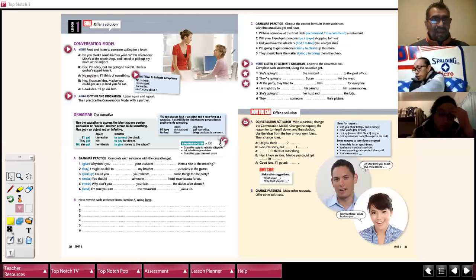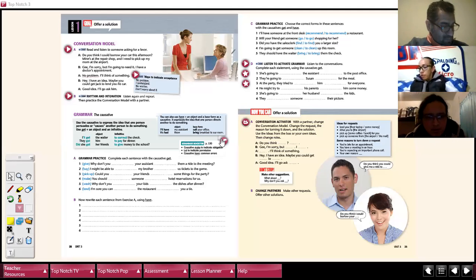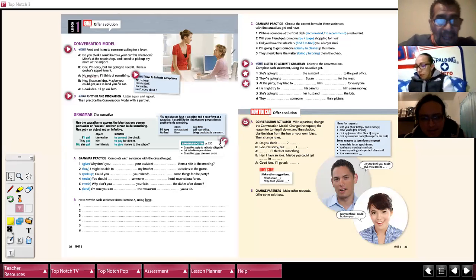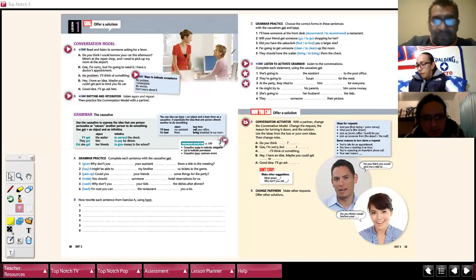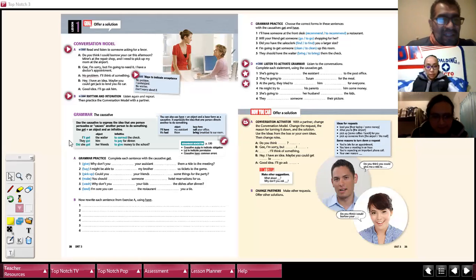Okay, so open your books on page 28. Page 28. We're going to practice the conversation first, and then we're going to practice the causative. The causative is very simple, but we need to practice that. Okay, so let's go for the conversation first.